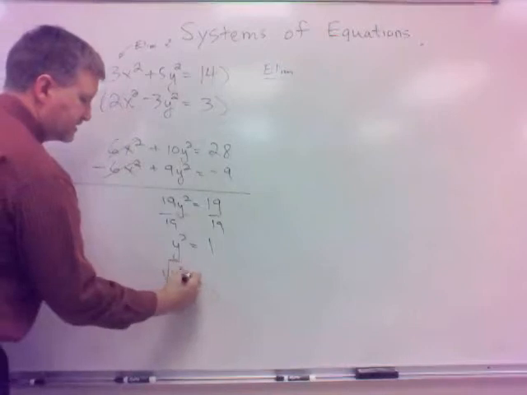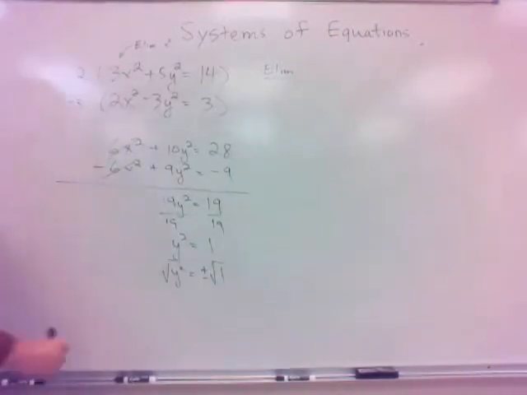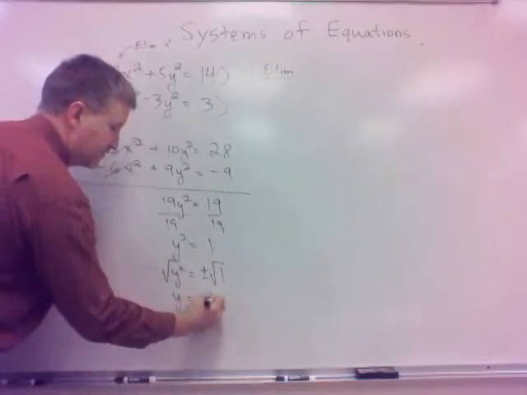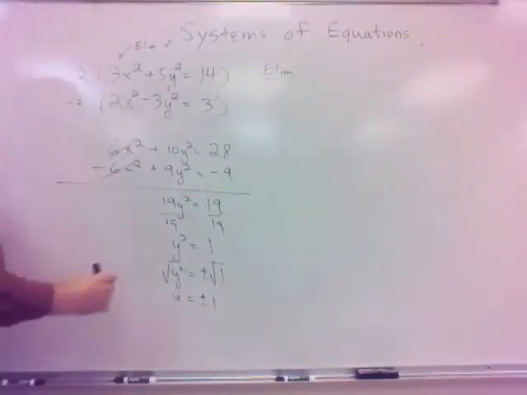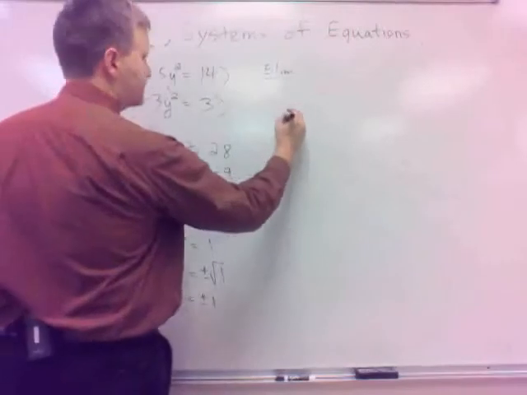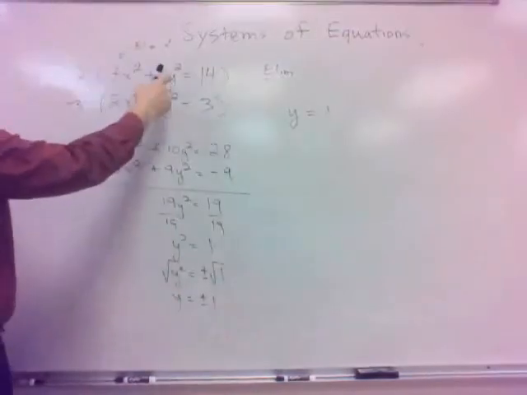The only catch is what? Plus or minus on that right side. So I get plus or minus y equals plus or minus 1. Okay, well, again, I need an x to go with each one of those. So if y is positive 1, then what about the x?